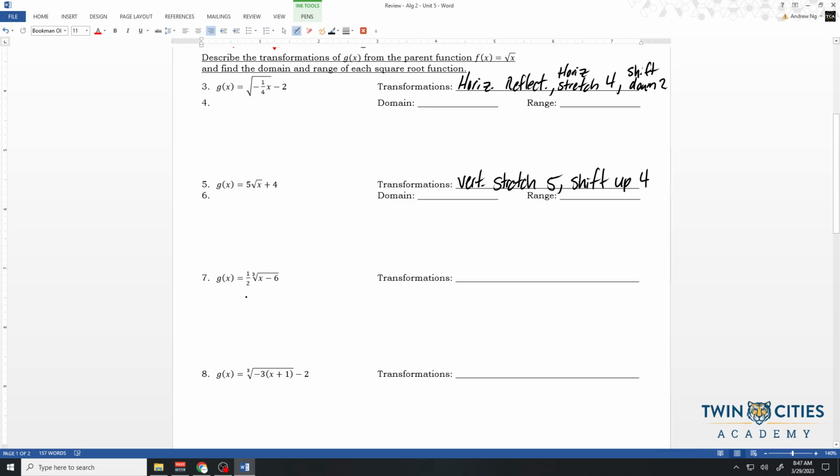Number 7, I've got 1/2 at the very front of this cube root of x minus 6. So this 1/2 again is a vertical change, tells me that there's a stretch or compression. Because vertical changes are more intuitive, this is going to be a vertical compression of 1/2.